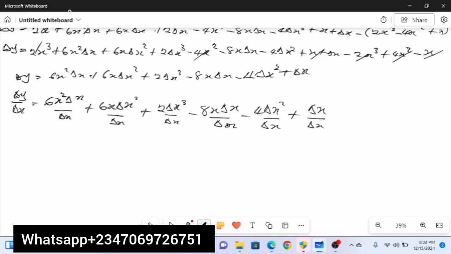So that means I'm going to be having change in y all over change in x equal to, so from here change in x cancels change in x.